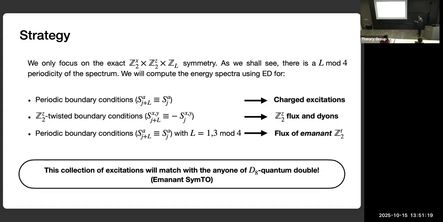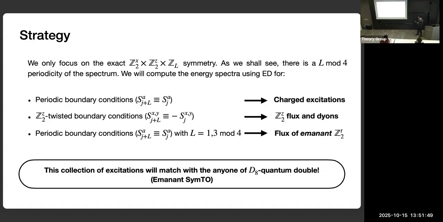Then I'll impose some twisted boundary conditions. In principle, only imposing the Z2 twisted boundary condition is enough because the others can be obtained by permutation. That's going to give me something about the fluxes. Essentially, twisting by Z2 puts a Z2 flux in the ground state, as well as some dyons by looking at the excitations. Then I'll also look at periodic boundary conditions with some odd number of sites. I'll motivate why that is so.